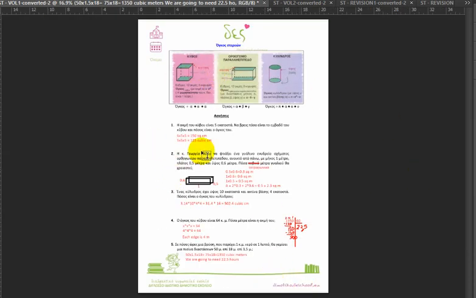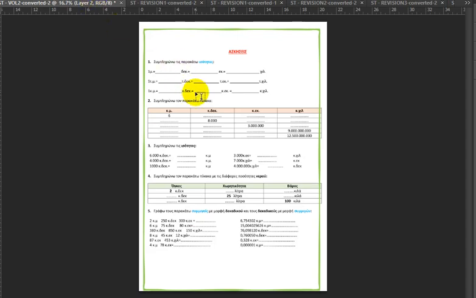That's the whole worksheet. If you need to check your answers, stop the video and do. Let's move on. All right.